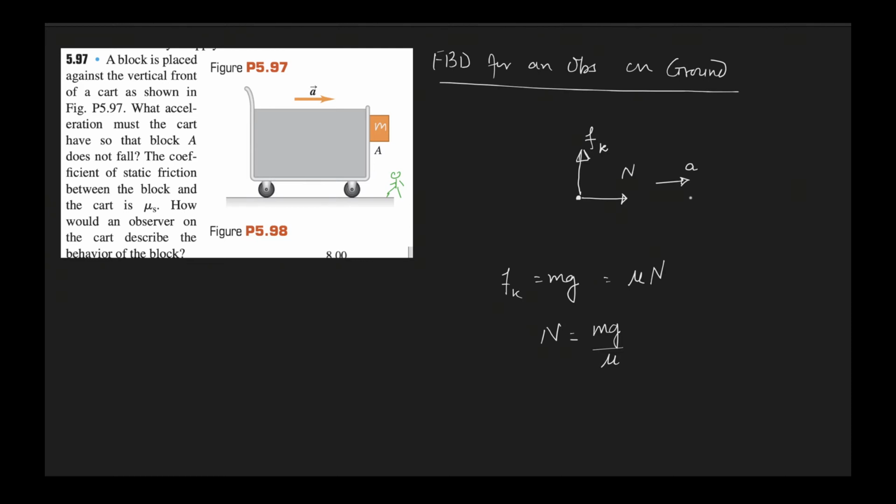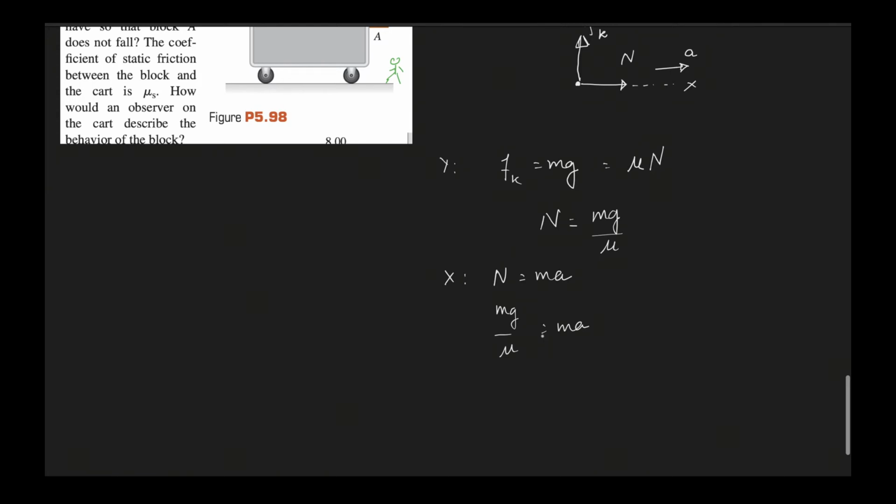If you write Newton's law now along the x, your choice of axis is straightforward. This is x, this is y, and you don't need a resolution because the forces are already resolved. Along the y-axis I have written this. If you write Newton's law along the x-axis, then the only force is N. So N is equal to ma. But N is mg by mu. So the maximum acceleration that is needed for the system to not fall is g by mu.